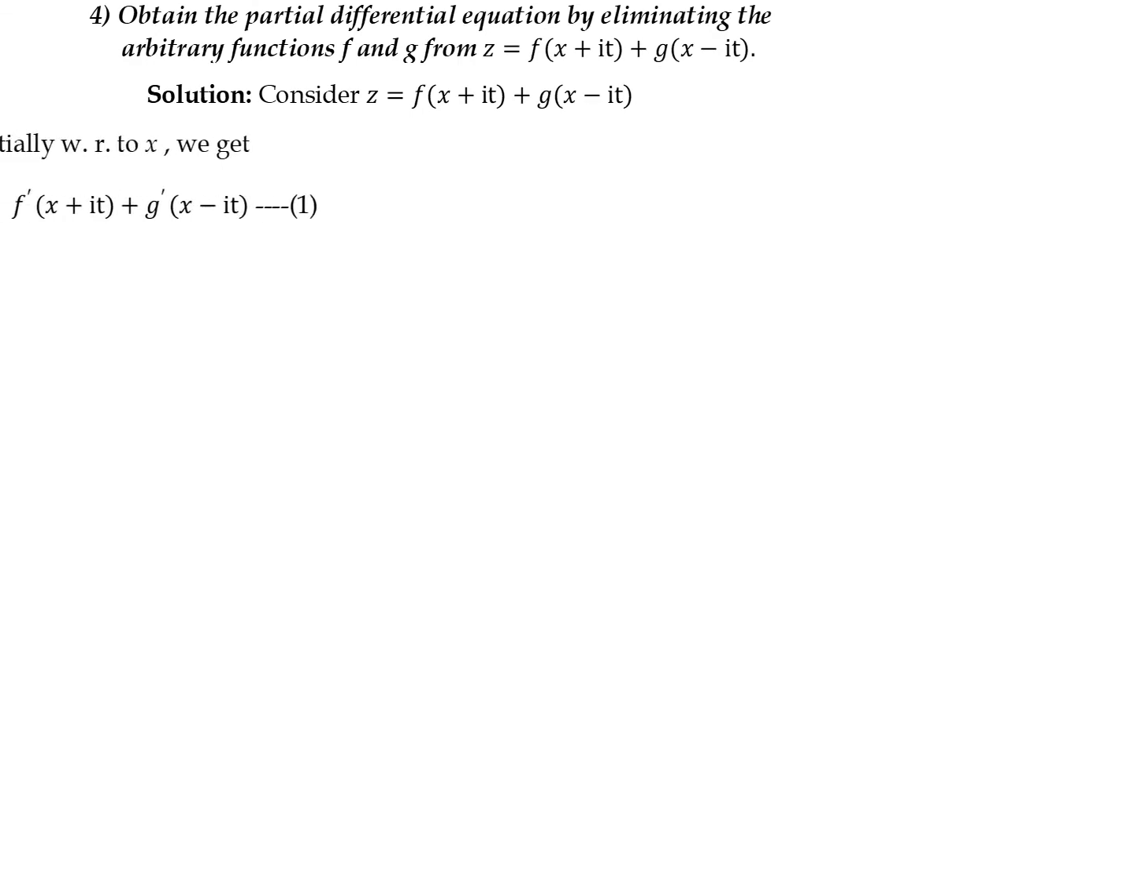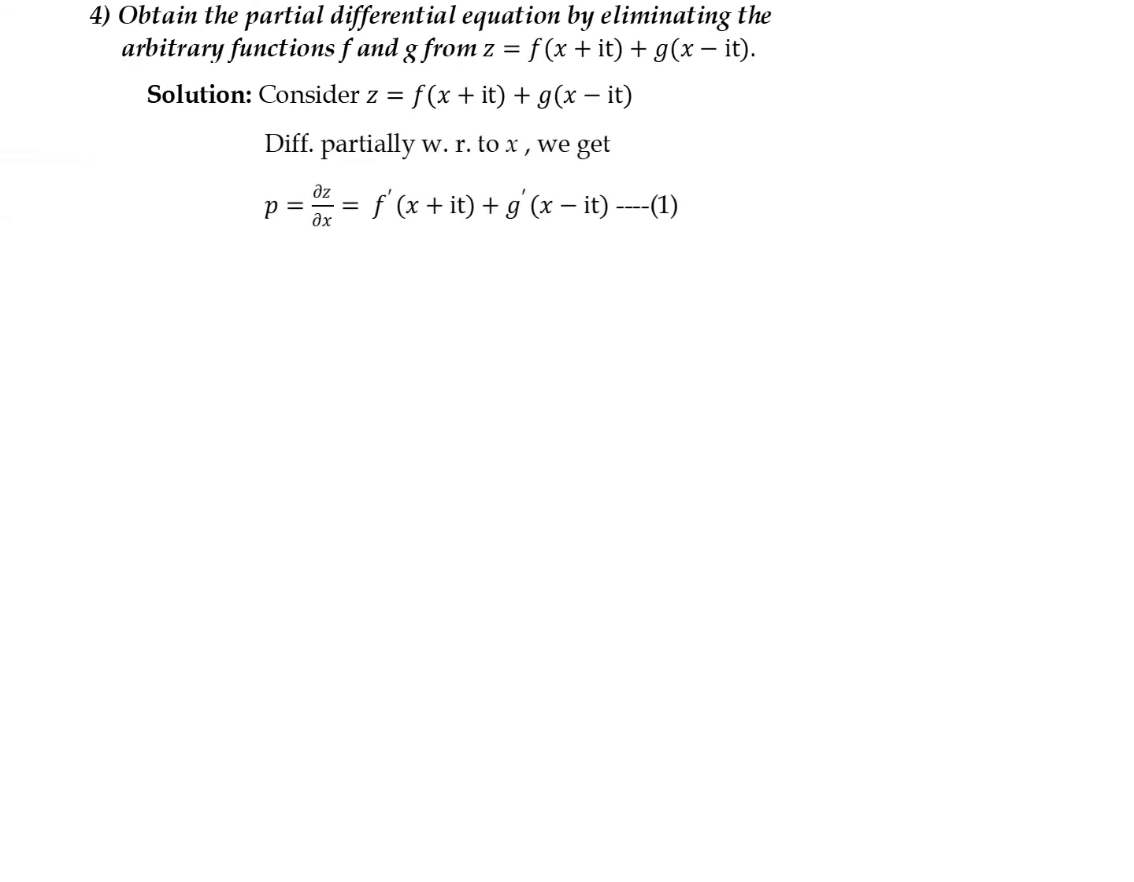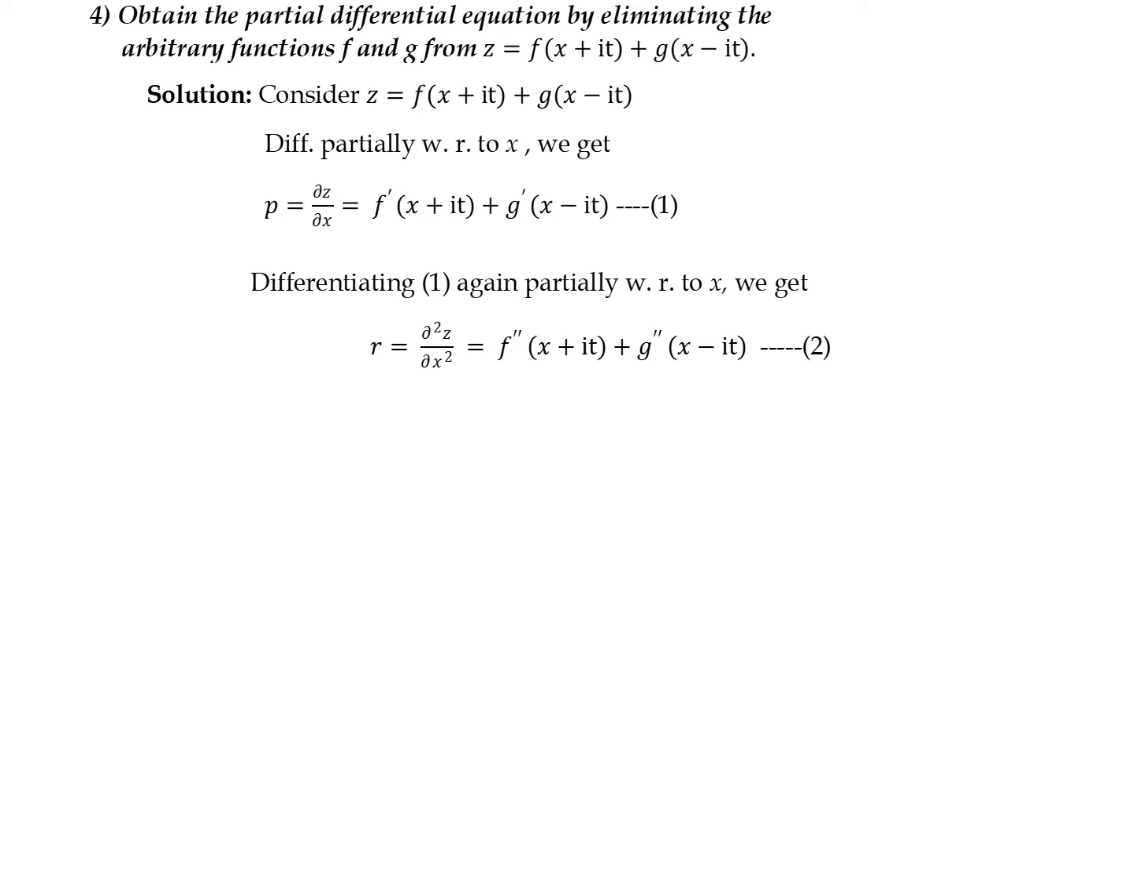Now let us start partially differentiating with respect to x, the given equation. What we have? p, which is ∂z/∂x, equals the first function f, that when we differentiate, f dash, of course, into that x plus it, with respect to x when we differentiate, we get 1, plus g, when we differentiate g dash, into that x minus it, when we differentiate with respect to x, we get 1.